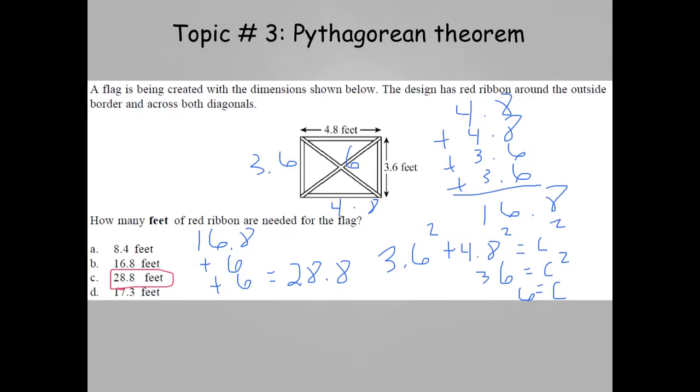Take a second, hit pause if you have to. Look at what I did. See if you can figure it out. Hopefully you'll be able to do problems just like this.